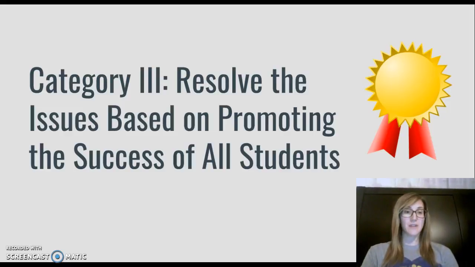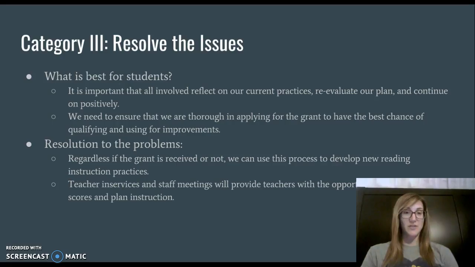Category 3 is resolve the issues based on promoting the success of all students. I'd want to keep in mind what's best for all the students. It's important that everyone reflects and reevaluates their plan as we continue on positively. And I also think we need to ensure that we are thorough in applying for the grant, so hopefully we can use that money to fund any changes that we potentially want to make and any professional development opportunities that we may want to partake in.